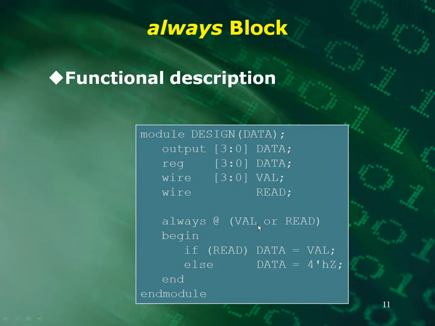And here we have an always block, so anytime that val or read change, it goes through this always block. And then data is based upon these two inputs here, val and read. So if read is true, data becomes val. Otherwise, data becomes tri-state. Okay, so this format would describe purely combinational logic. Notice that we use the blocking assignment, the equal sign.